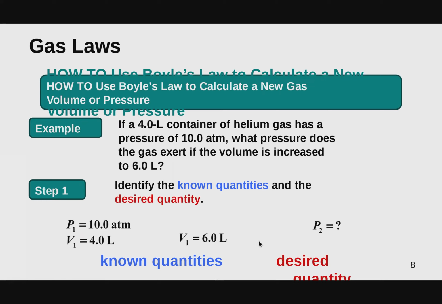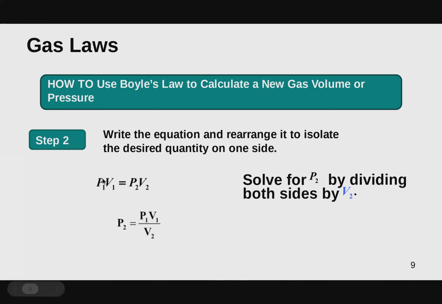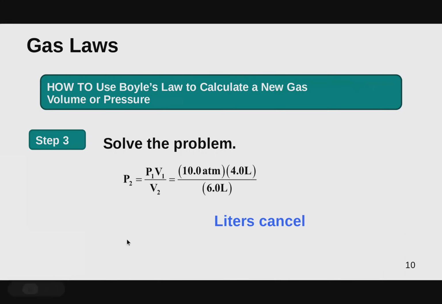And then we know volume 2 should be 6 liters. So all we need to solve for here is pressure 2. So we can set up our equation. P1 times V1 is equal to P2 times V2. And we can rearrange this equation by dividing both sides by V2 to get P2 all by itself. And then we simply solve the equation, plugging in 10 atmospheres, 4 liters, and 6 liters.